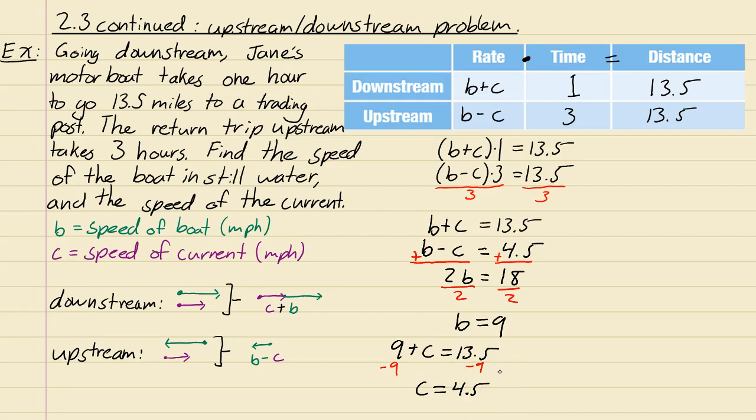So that sounds reasonable, that the speed of the boat might be 9 miles per hour and the speed of the current is 4.5 miles per hour. That would make her go a lot slower. Hopefully when she gets to the trading post the next time, she'll buy a faster boat so she doesn't have to spend 3 hours going back home.